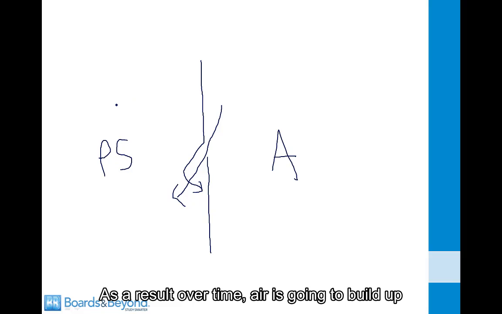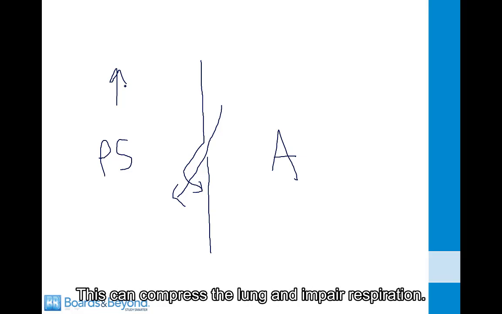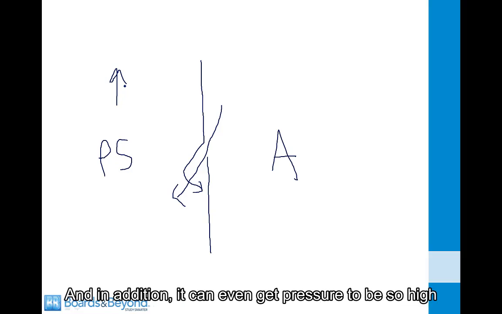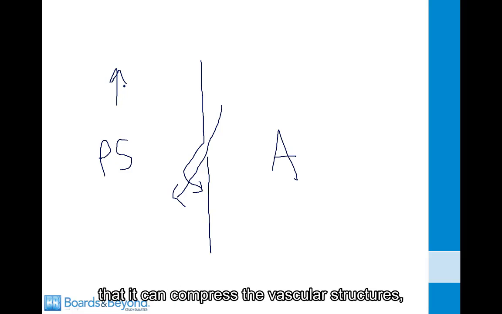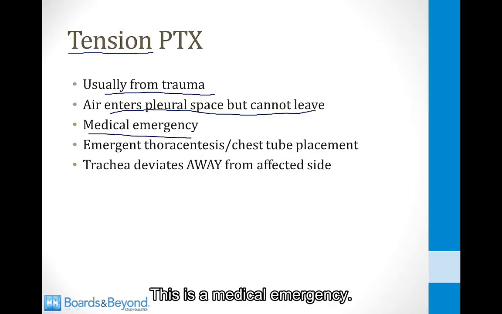As a result, over time, air is going to build up in the pleural space in the thoracic cavity, and this is going to create very high pressure. This can compress the lung and impair respiration, and in addition, it can even get pressure to be so high that it can compress vascular structures, and that can become a life-threatening emergency.